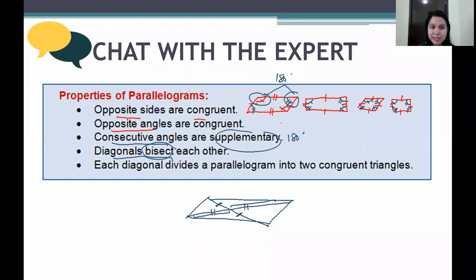The next one is each diagonal divides a parallelogram into 2 congruent triangles. Let's make one diagonal. Therefore, this triangle is congruent to the other triangle.